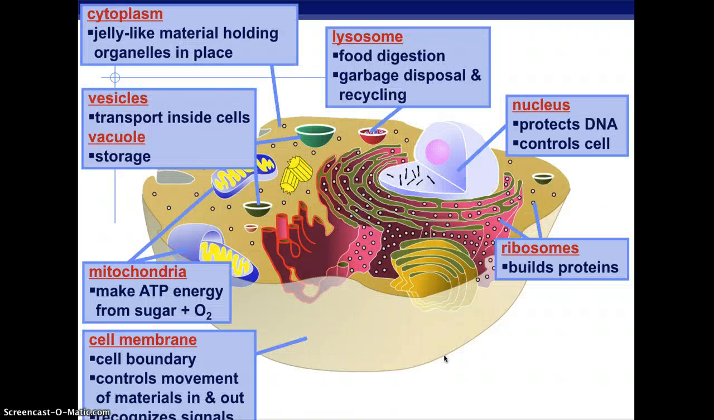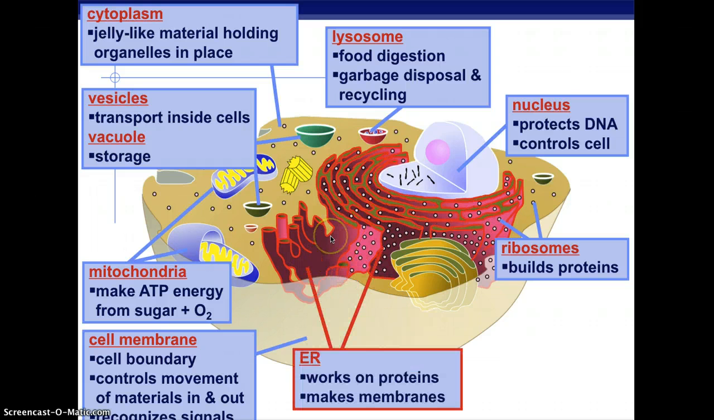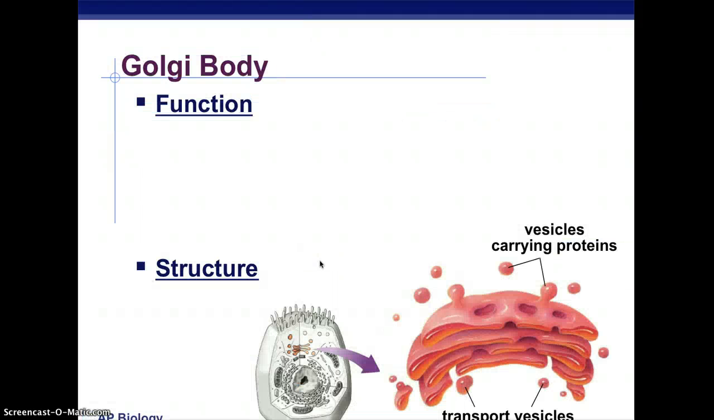So here's where they are in our diagram. So all of this structure in here, highlighted now in red, is our ER. So the rough part works on proteins, and the smooth, which is over here, is going to make membranes, making lipids for the membrane.